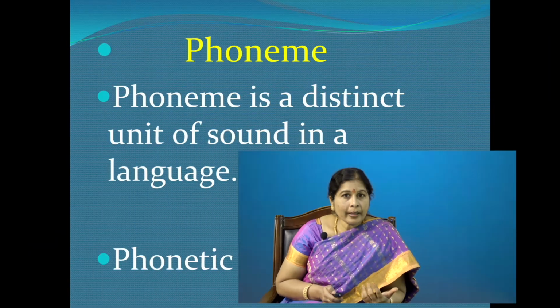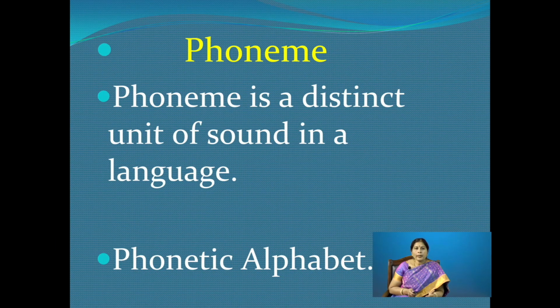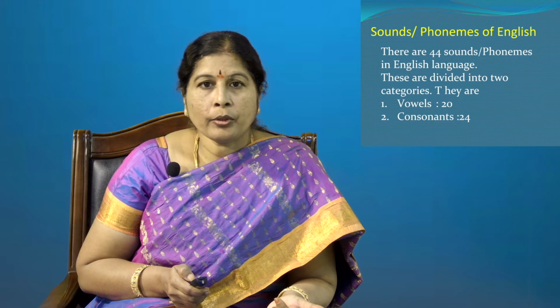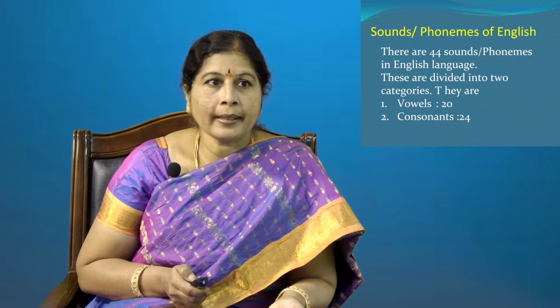So when we are speaking, we are making use of phonemes. What is a phoneme? Phoneme is a distinct unit of sound in a language, and when we write this we use phonetic alphabet. You will be learning about this in the later lessons. So we have 44 phonemes in English. There are 44 sounds or phonemes in English language.